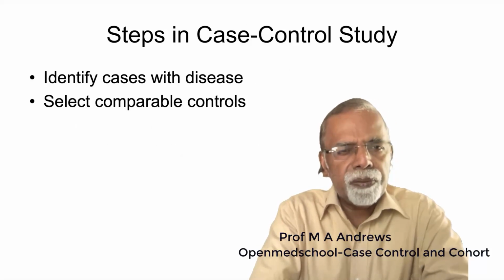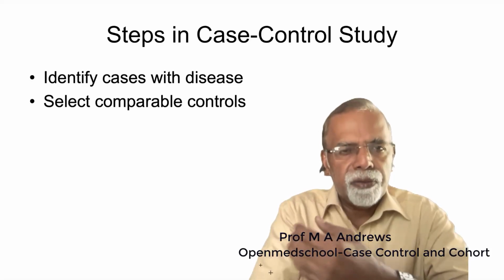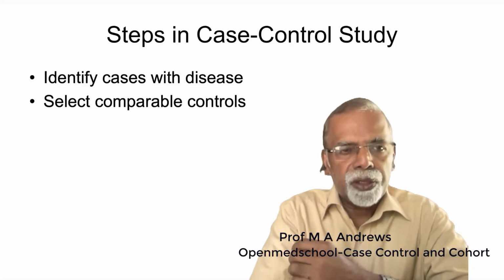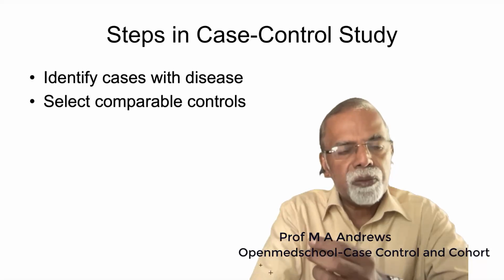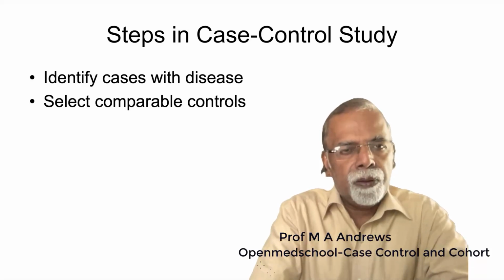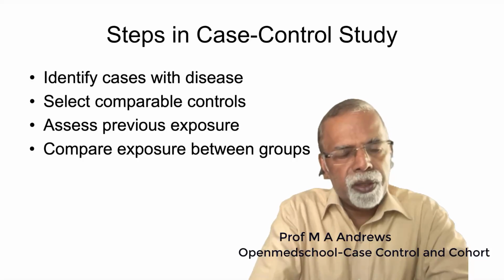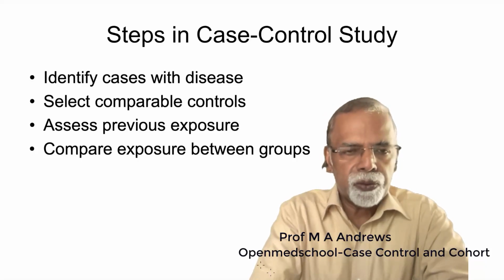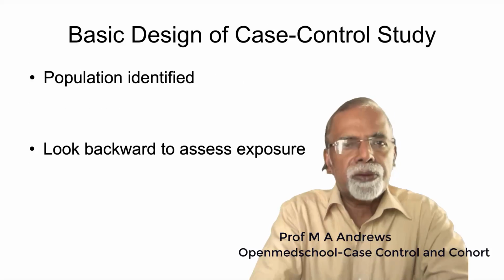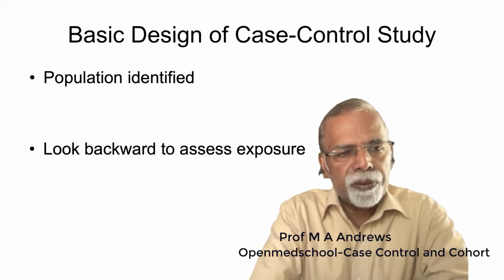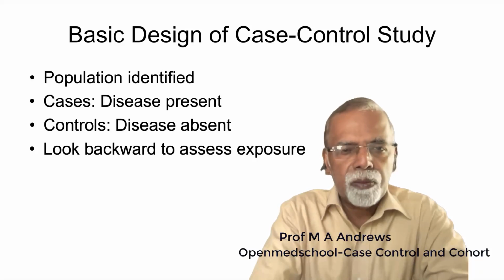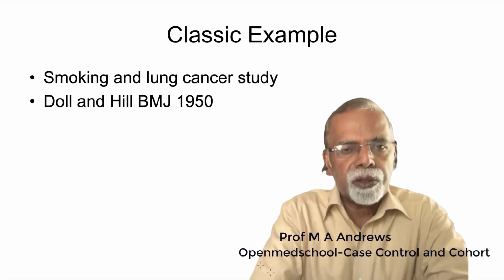What are the steps in case control study? You have to identify the cases, that is the persons with the disease, and select comparable controls. Hope this point is clear. That is why it is called a retrospective study and is more useful for rare cases. From the disease, you assess the previous exposure and compare the exposure between two groups. So there will be a comparison group as the controls. So the basic design of case control study: first you have to identify the population. The cases are the persons with disease and the controls are the persons without disease, and you look backwards. Hope it is clear why it is called a retrospective study.